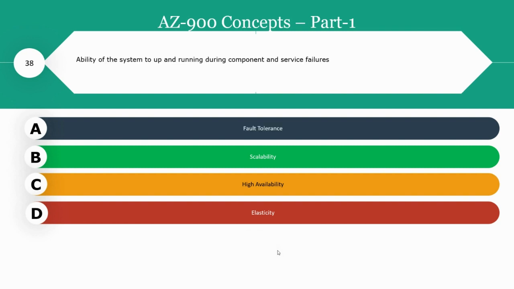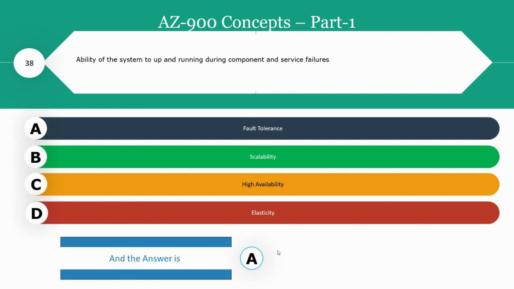Ability of the system to stay up and running during component and service level failures. That is, if there is a fault, the other system should be up and running. So between the options A, B, C, D, the right answer would be Azure fault tolerance. That is the ability of an operating system to respond to hardware or software failure. The ability of the system to continue to operate despite the failures or malfunction is referred to as fault tolerance. And so the right answer would be option A.